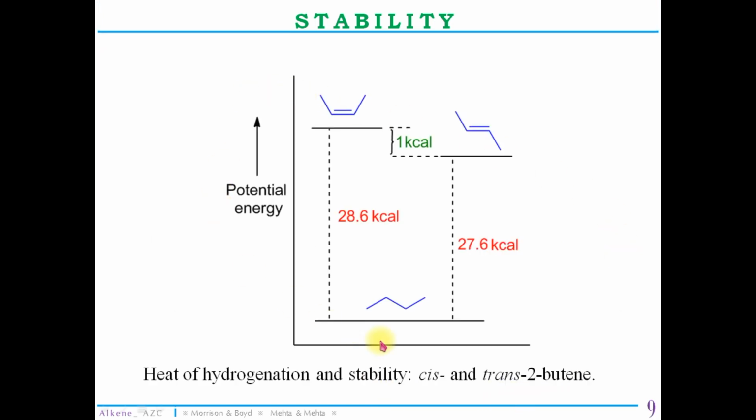We can see this more clearly. This cis isomer upon hydrogenation evolves 28.6 kilocalorie and converts into butane. Here the trans isomer evolves 27.6 kilocalorie and converts into butane. So the difference between these two isomers is 1 kilocalorie, and the energy of this trans isomer is less than this cis isomer.